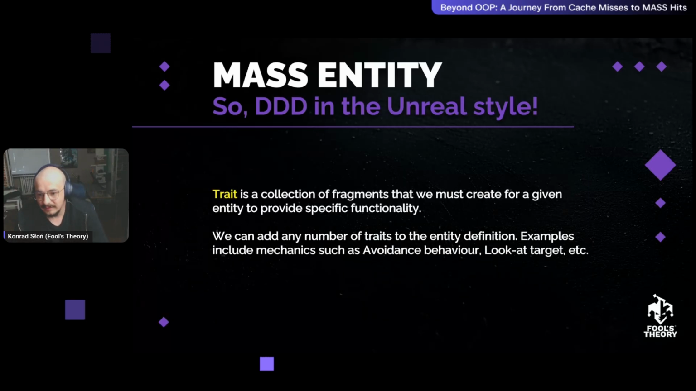And the last important thing is trait. A trait is a collection of fragments that must be created for a given entity to provide specific functionality. It's used mostly for organizing. For example, if you look at a feature, you want some fragments to always be there to provide that feature. You don't want to keep in mind which fragments you need to provide for, say, look at target. You want to group them in a trait, and later if you add that trait, all those fragments will be added automatically, and you don't need to think about it.